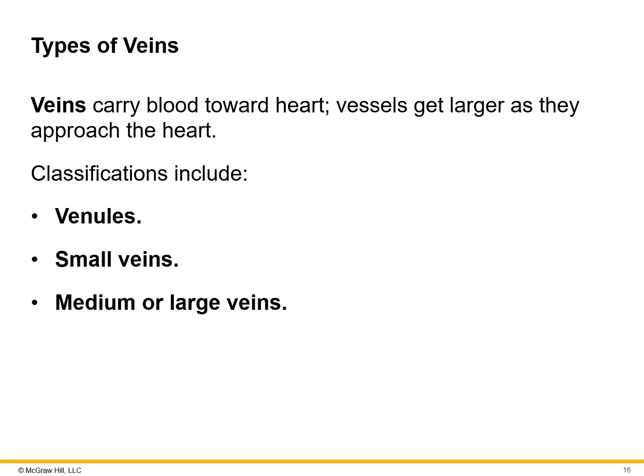All right, now if we switch over to the different types of veins, so just like we have 3 types of arteries, we have 3 different veins. We have venules, small veins, and then medium or large veins. And again, these are carrying blood toward the heart. Now, typically this is deoxygenated blood, and arteries have oxygenated.